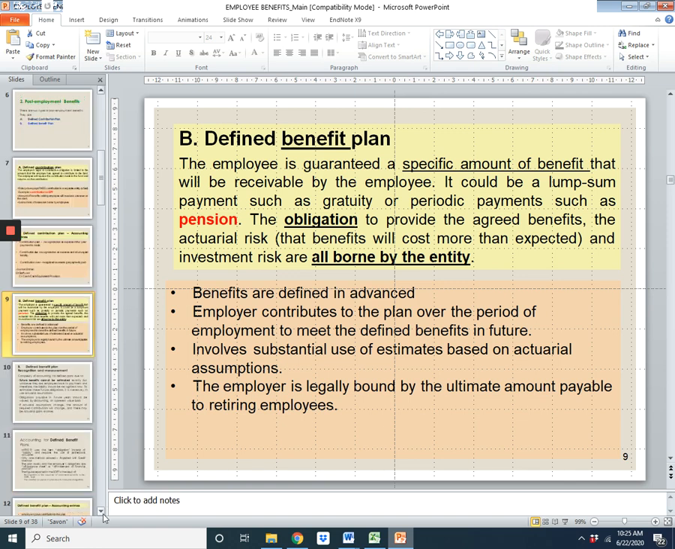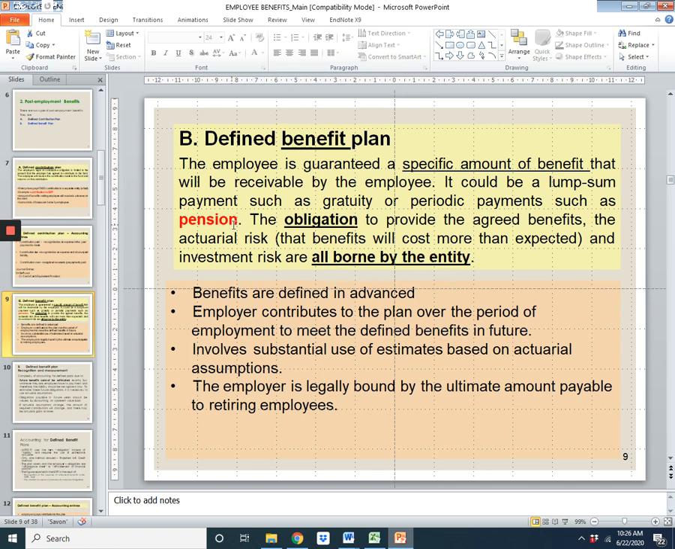Okay, what we need to focus on further will be the defined benefit plan. So what is defined benefit plan? It is where the employee is guaranteed a specific amount of benefit that will be receivable by the employee. Okay, it could be a lump sum payment such as gratuity or periodic payment such as pension. The obligation to provide the agreed benefit is borne by the entity.